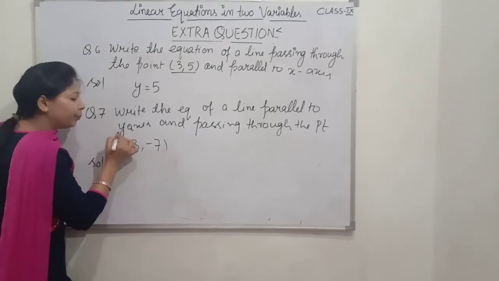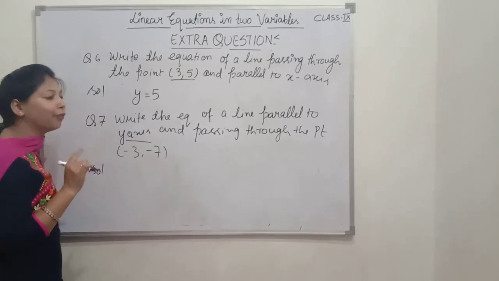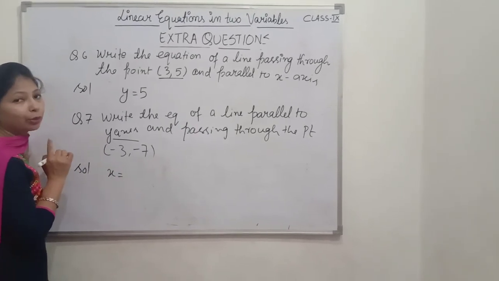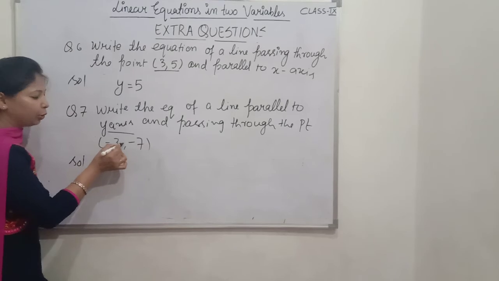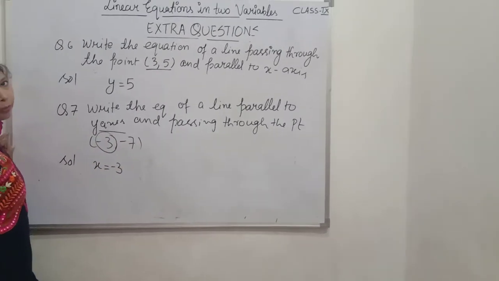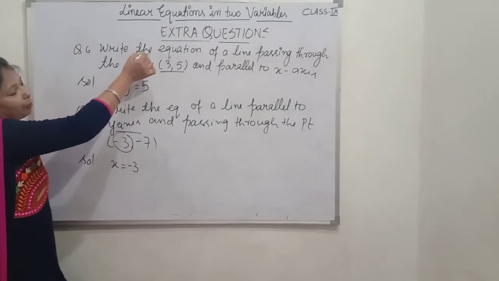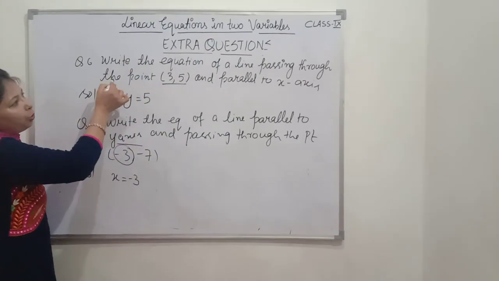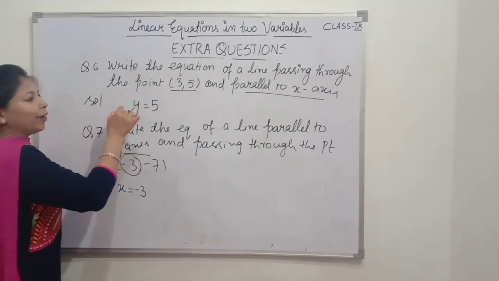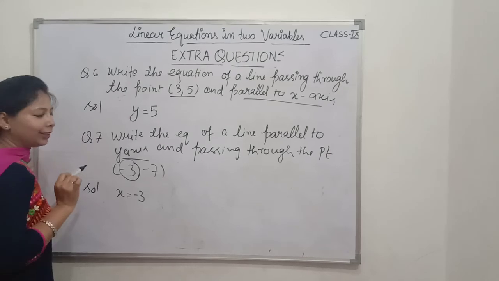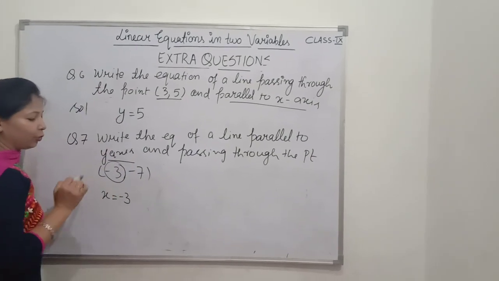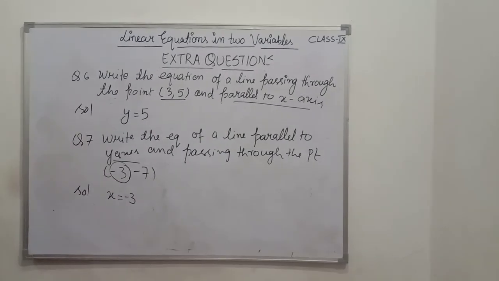तो मैंने अभी आपको बताया कि जब भी इक्वेशन पैरेलल होगी वाई एक्सिस के, तो उस इक्वेशन में सिर्फ और सिर्फ क्या होगा, x इज इक्वल टू सम कांस्टेंट। तो x इज इक्वल टू -3। सो दिस इज माय इक्वेशन। यहाँ पे लाइन पैरेलल टू x एक्सिस थी, तो इसमें सिर्फ y था। यहाँ पे पैरेलल टू y एक्सिस है, तो इसमें सिर्फ x आएगा। होप सो दिस क्वेश्चन इज क्लियर टू यू। थैंक यू.